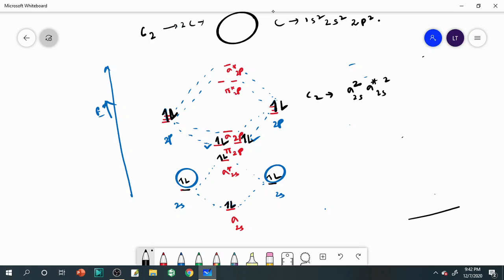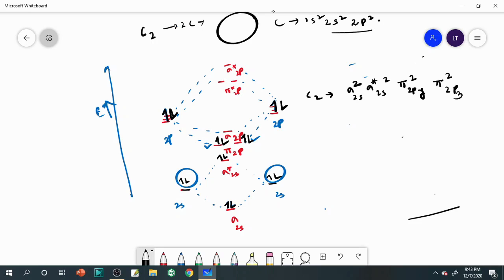So you write down in this way. Sigma 2s, sigma star 2s and pi 2py, and that will be completely filled, and pi 2pz, that will also be completely filled. In case of boron it was singly filled, and here since the number of electrons has increased, let's see how many electrons there will be in total.